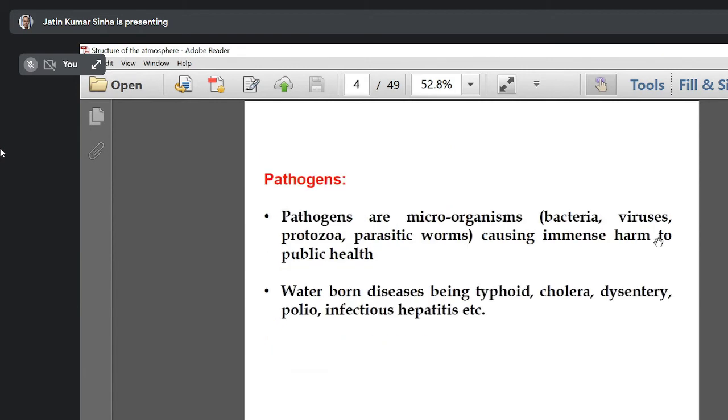Then the pathogens. Pathogens are microorganisms. In this category, you have bacteria, viruses, protozoa, and parasitic worms. These are very harmful for human health, due to which we may have different types of diseases like typhoid, cholera, dysentery, polio, and infectious hepatitis. All these diseases can happen due to these pathogens, which come under organic pollutants.